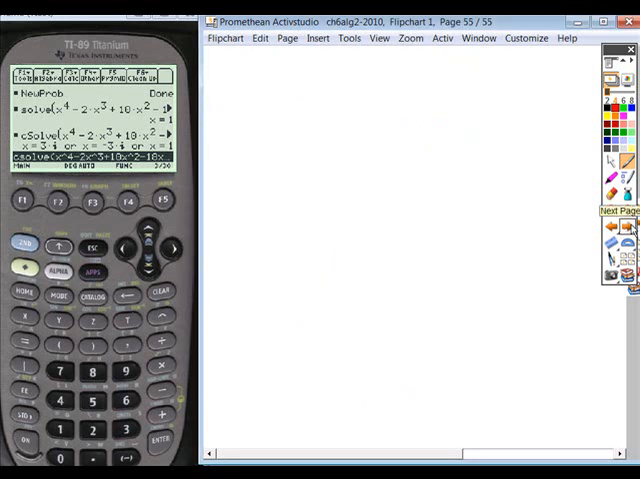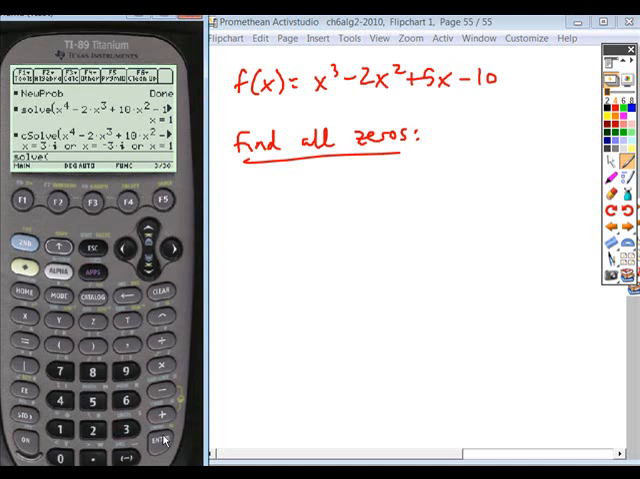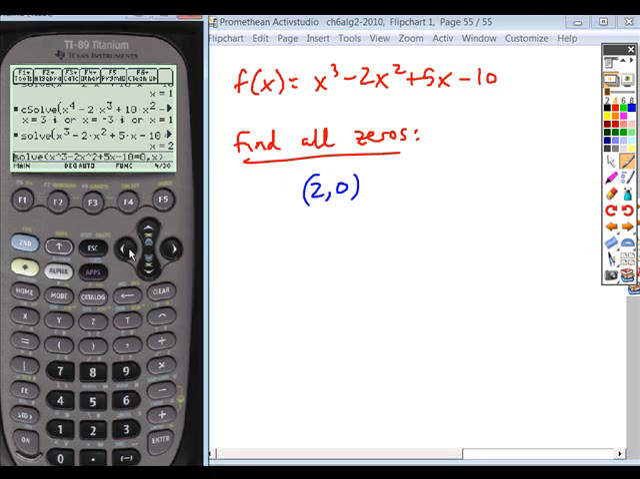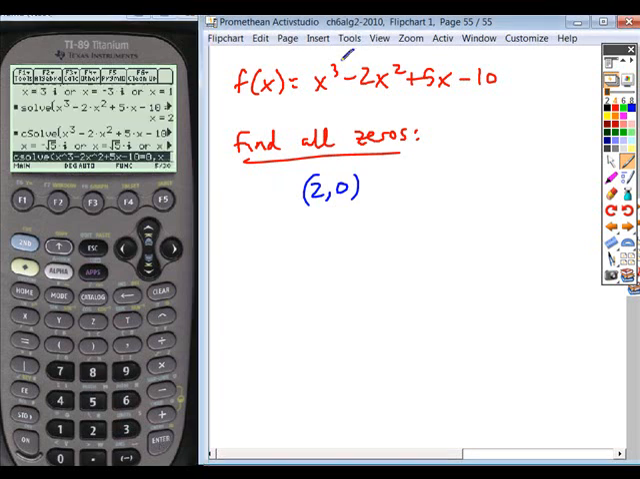All right, so I want you to just really quickly see if you can find the zeros for the following function. Again, if you choose solve, set your function x cubed minus 2x squared plus 5x minus 10 equal to 0, and identify x as what you're solving for. When you hit enter, again, we just get the 2, 0. So we need to find any other complex zeros here. We expect that there are a total of 3.